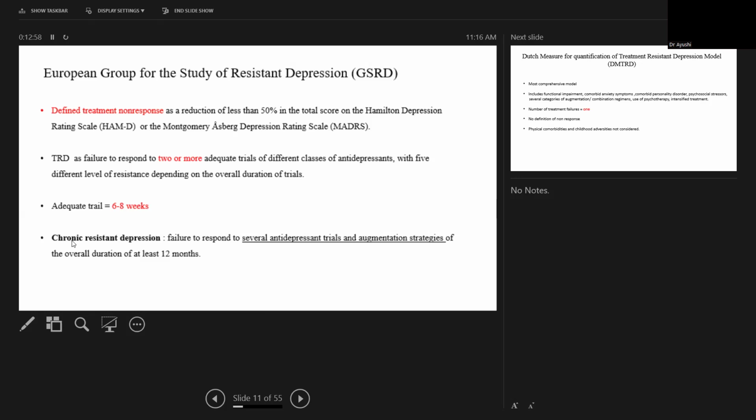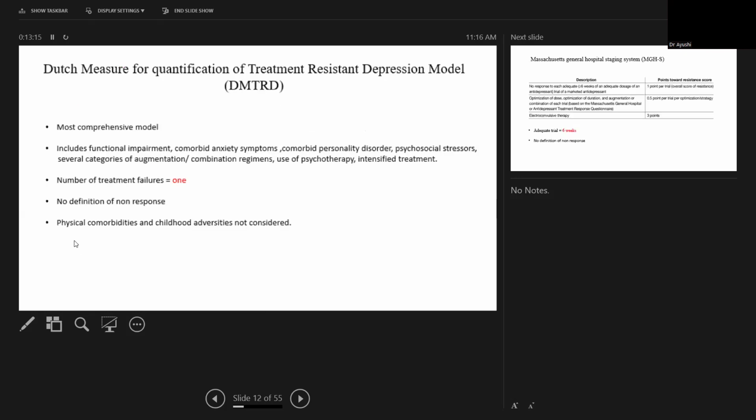They have defined TRD as a failure to respond to 2 or more adequate trials of different class of antidepressant with 5 different levels of resistance. And adequate trial, they have defined it as 6 to 8 weeks. And also a definition of chronic resistant depression, which is failure to respond to several antidepressant trials and augmentation strategies of an overall duration of at least 12 months.